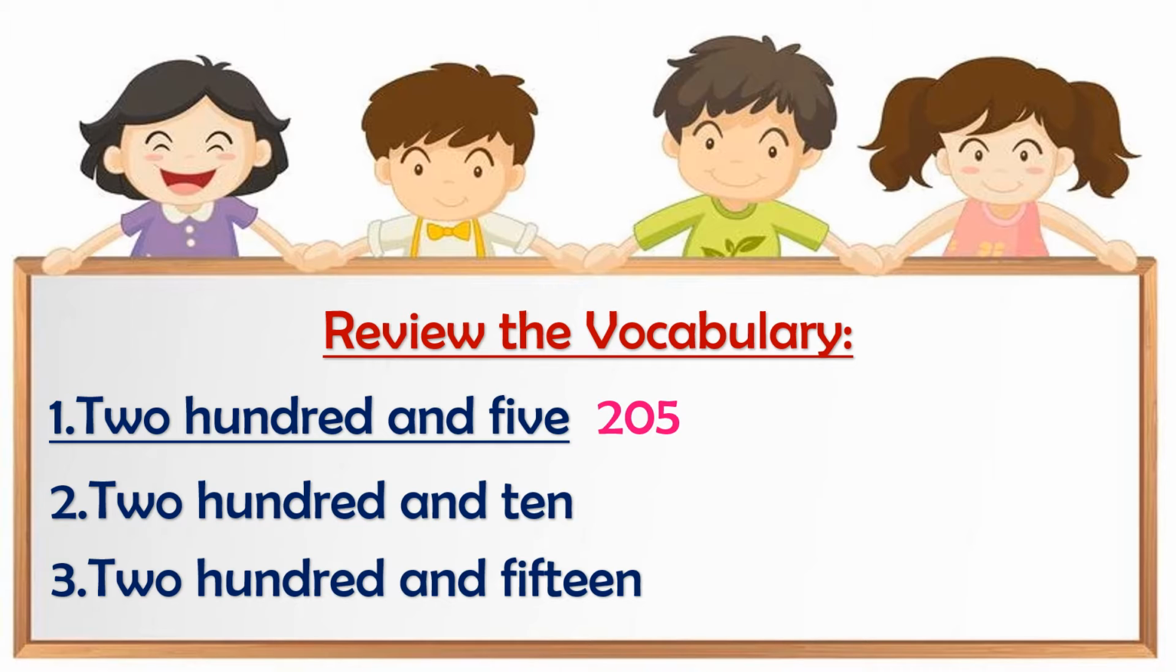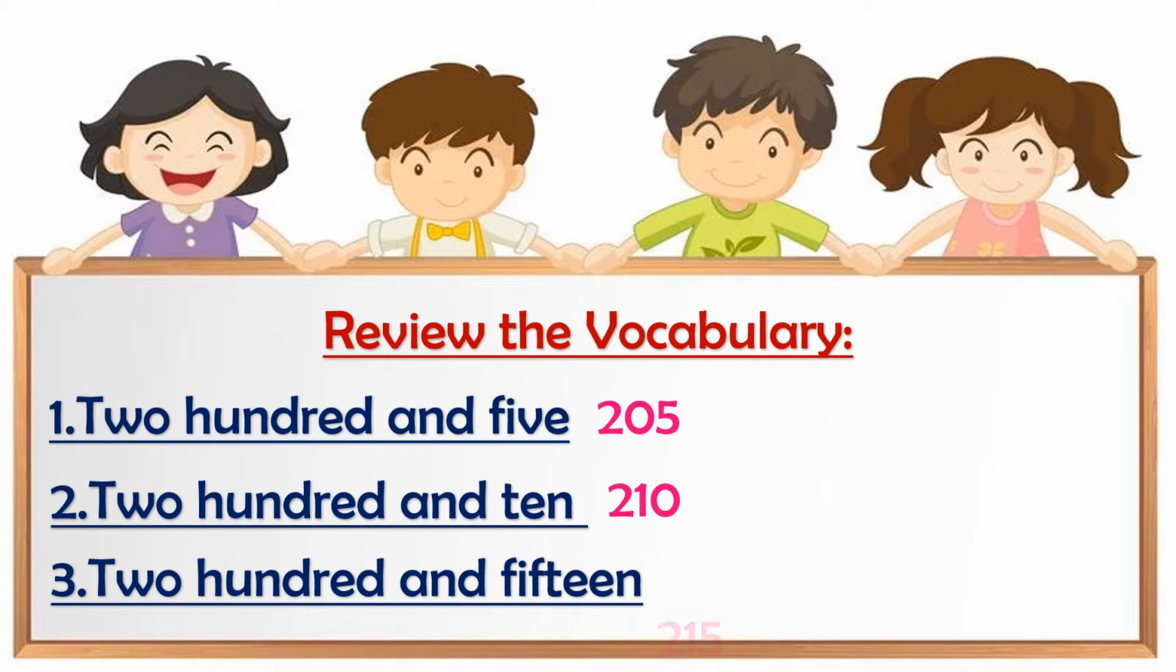How about vocabulary number 2? Vocabulary number 2 is 210. When you write 210 in number symbols, it is 2, 1, and 0. Number 3 vocabulary is 215. When you write 215 in number symbols, you can write like this: 2, 1, and 5.